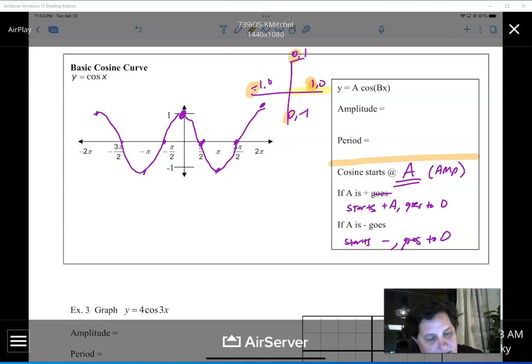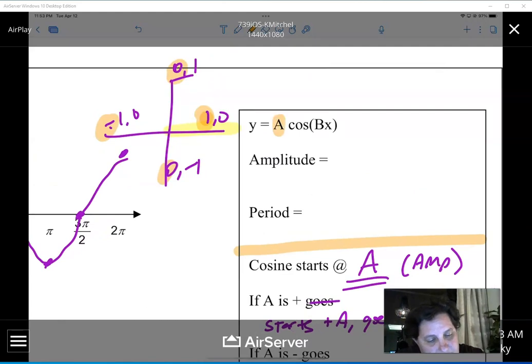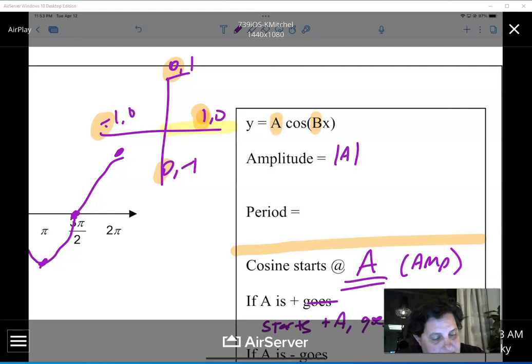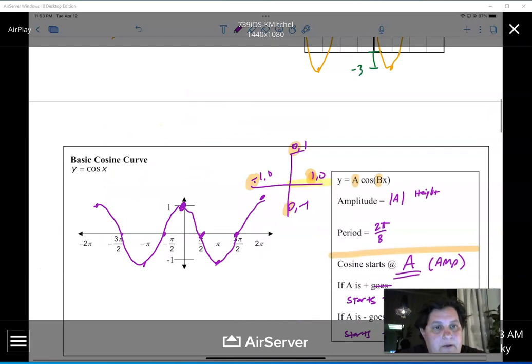All right. Okay, so same exact deal though. This is all exactly the same, right? The amplitude is still the absolute value of A. It represents the height from the midline. The period is 2 pi over B. B represents how many times it cycles between 0 and 2 pi. Okay?